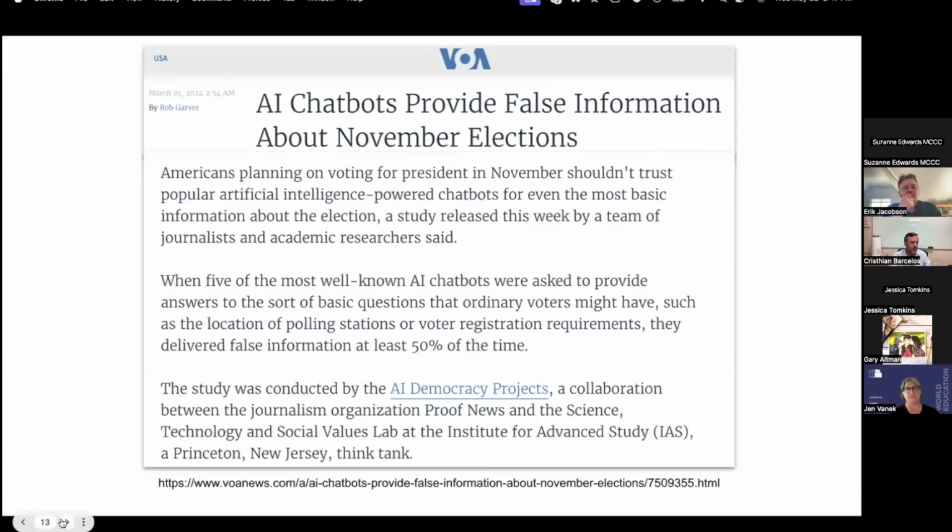For example, with generative AI, we know that chatbots have these hallucinations, but they can also be easily manipulated. This is a really recent article associated with the Technology and Social Values Lab at Princeton, showing how chatbots are providing information about the November election. So it's super important to understand that we need to be critical users of technology. We can't just say, yes, embrace it all. Learners need it, yes, we know that, but we also need to do it really critically.